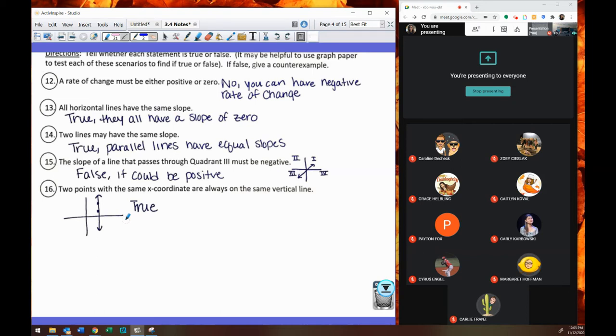Slope of a line that passes through quadrant 3. Are you guys familiar with the terminology of your quadrants? Okay, so I read that after I passed it out to you, and then I realized I never went over that. You have your 4 quadrants counterclockwise: 1, 2, 3. I drew an example here where my line is passing through quadrant 3, but it's a positive line. So it doesn't have to just be negative. That's not a true statement. And then, two points with the same x coordinate are always on the same vertical line. That's true, and I used my picture here to show it. The x value here is the same, so if your x value is the same, then it's always going to fall on the same line no matter where you go.